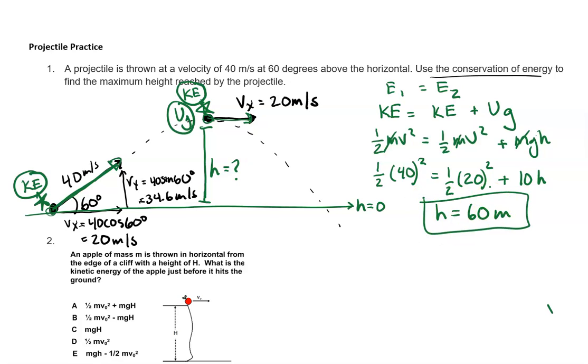Cool. And again, I encourage you to try this a different way. Try using the constant acceleration equations and make sure you can get 60 meters as well. Cool. So now let's look at the second problem, number 2.